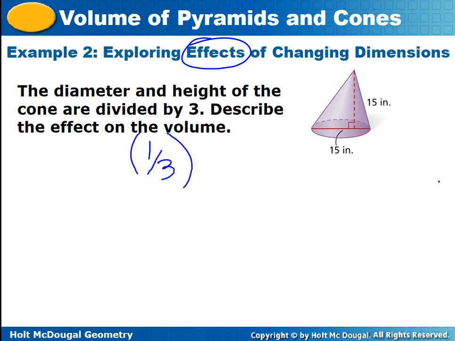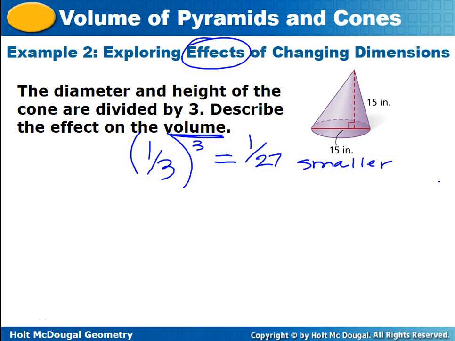And if we're talking about volume, we are cubing this number. So that means we're going to multiply 1 times 1 times 1, that's 1. When we multiply 3 times 3, that's 9, times another 3, that's 27. So if we want to find out what the effect is, this shape is going to get 1/27th the size of its original. So it's going to get smaller by 1/27th.